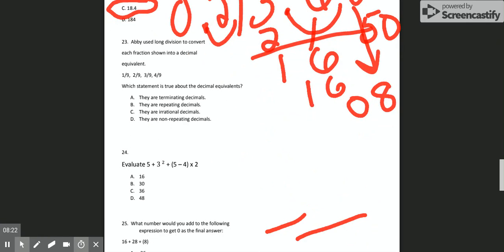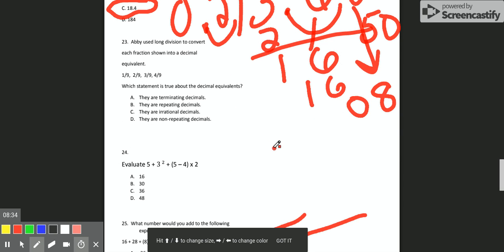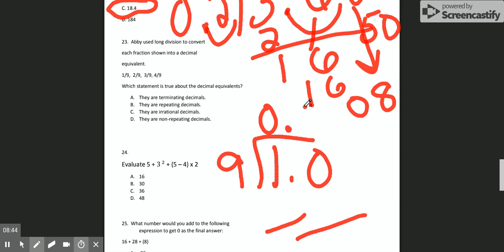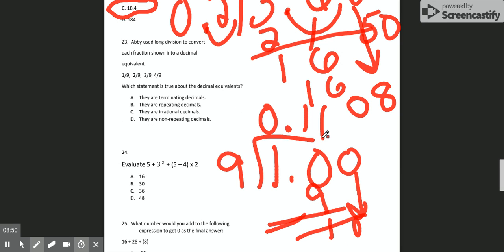Number 23, which one is true about decimal equivalents? They are terminating, they're repeating, they're rational, they're non-repeating. So we gotta convert each one of these. So if we do 1 divided by 9, bring up your decimal point, 9 goes into 1 0 times. It goes into 10 1 time with 1 left over. Goes into 10. Looks like we're going to be repeating on this one.